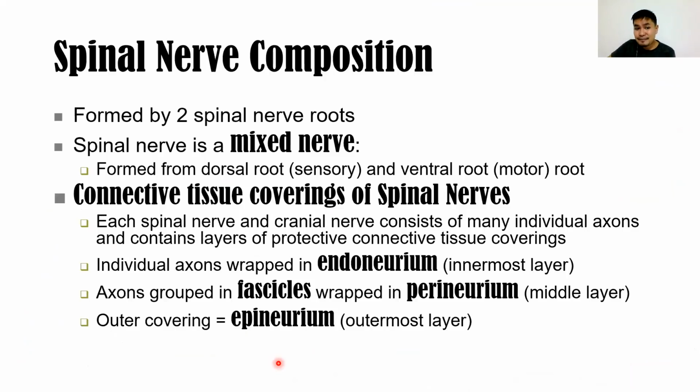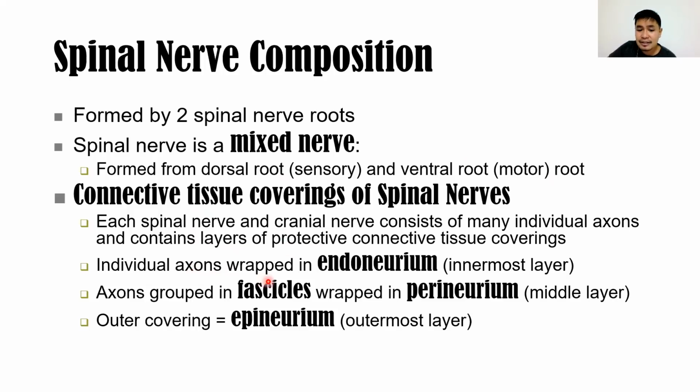Ayun. So spinal nerve composition: formed by two spinal nerve roots. Spinal nerve is a mixed nerve because it's already formed from the dorsal root, sensory, and the ventral root or anterior root, motor root. Okay, so mixed na yan siya palagi. Both. Connective tissue coverings of spinal nerves: each spinal nerve and cranial nerve consists of many individual axons and contains layers of protective connective tissue coverings. May covering din ang mga spinal nerves natin, for protection.